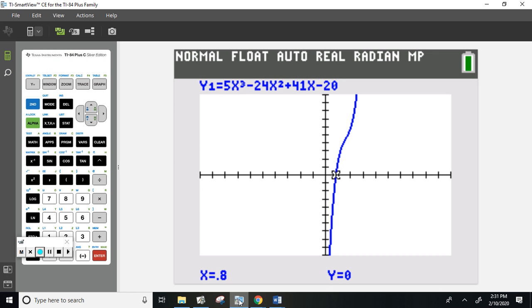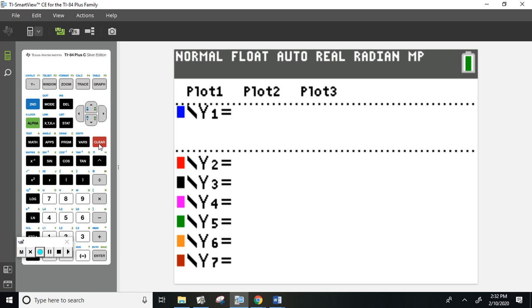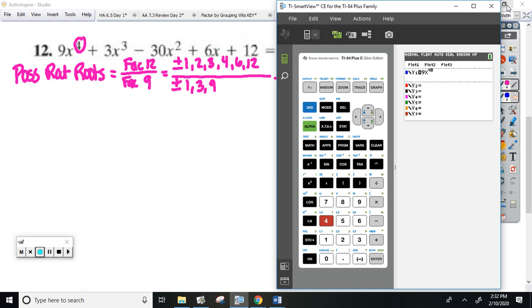So we're going to go to our graphing calculator, go to our y equals button, and type in our function: 9x to the 4th plus 3x to the 3rd minus 30x squared plus 6x plus 12. Start out with our graph. We can look and see if anything looks right to us.